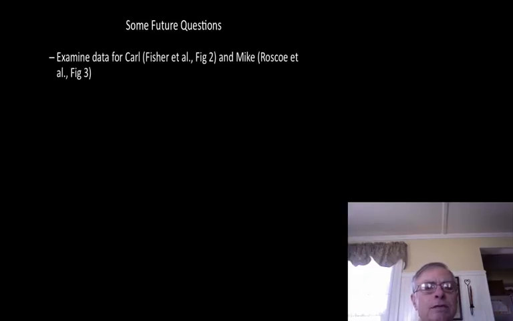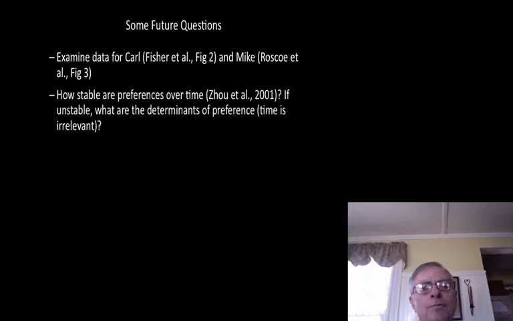So some future questions that we need to think about from that one. Examine the data. Go back and look at that article. Go back and look at Fisher et al. Figure 2 and Eileen Roscoe's study. Look at those two and see if you can come up with some questions in those two graphs that might make you think a little bit about what we should do. Another question for future consideration is how stable are preferences over time?